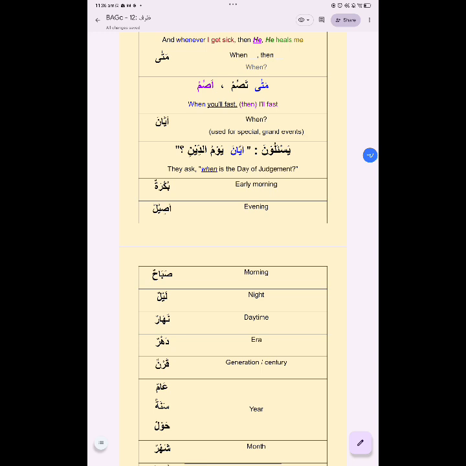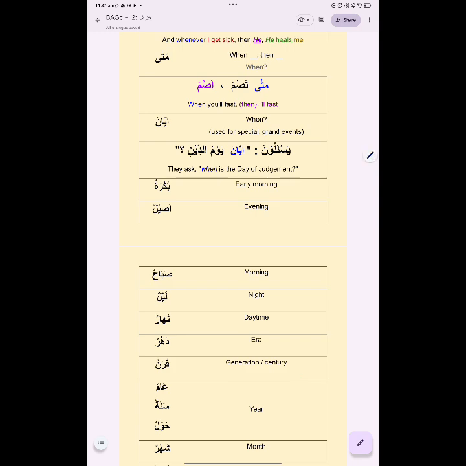Bukratun, early morning, asilun, evening, sabahun, morning, laylun, night. Now remember how I told you it's going to be used in some form only, in a sentence, of course. So it's going to be laylan. Similarly, naharan, it means daytime. Dahrun, era. Qarnun, generation or century.